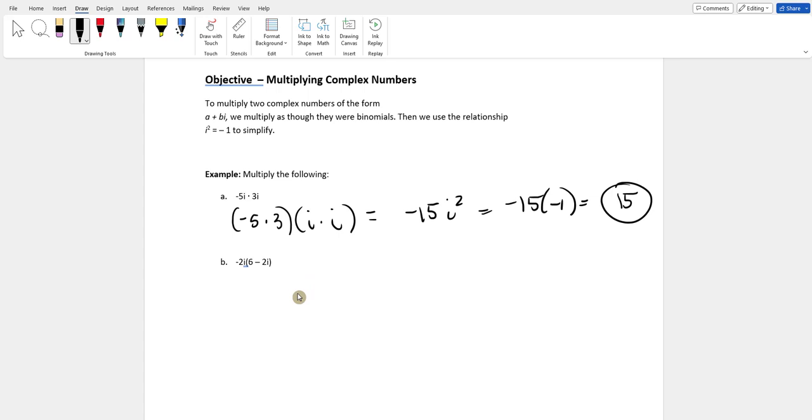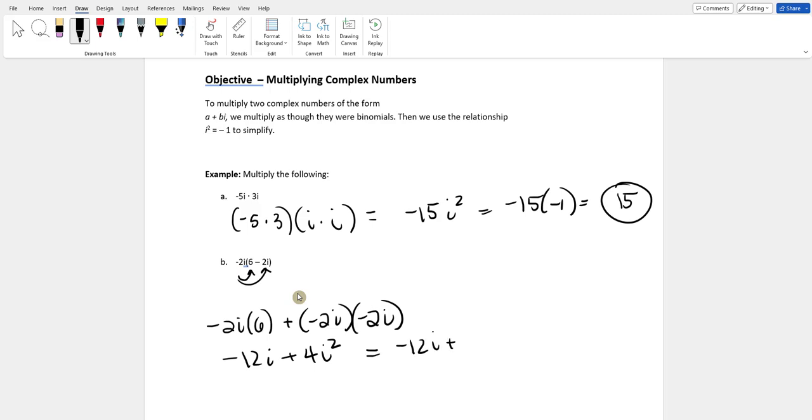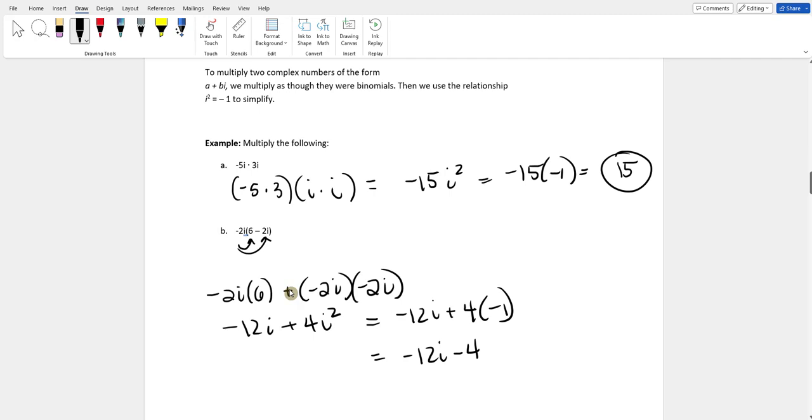In this next problem, we're going to distribute the -2i throughout the parentheses. So I get -2i times 6 plus -2i times -2i. This gives me negative 12i plus 4i squared. Don't forget that i squared is negative 1. So your final answer is negative 12i minus 4. If you wanted to, so this is the bi plus a way, or you can write it as negative 4 minus 12i, which is the way they want you to write it in my math lab.